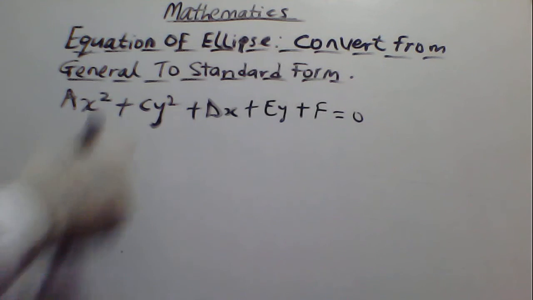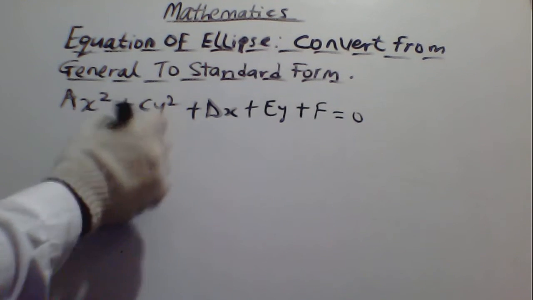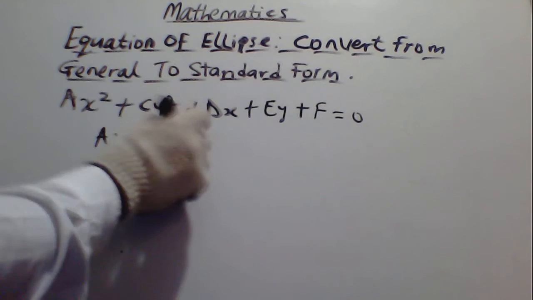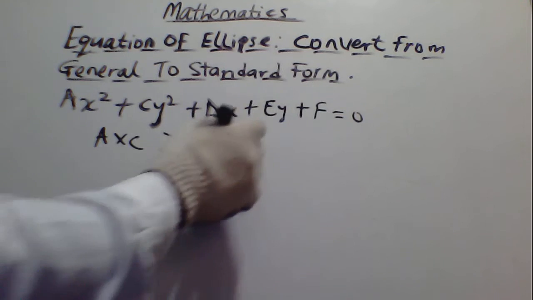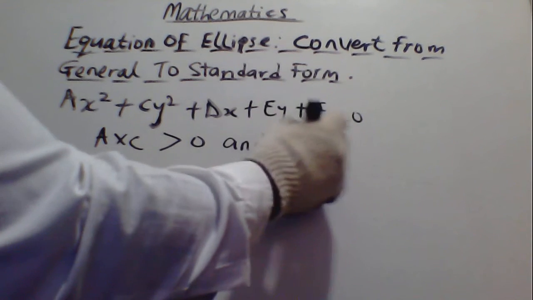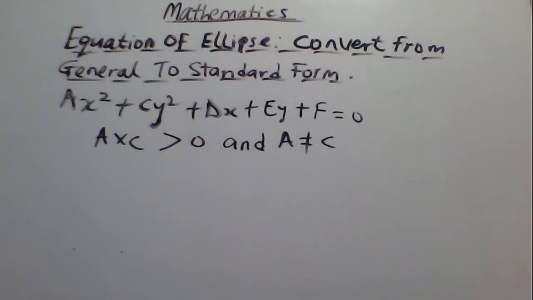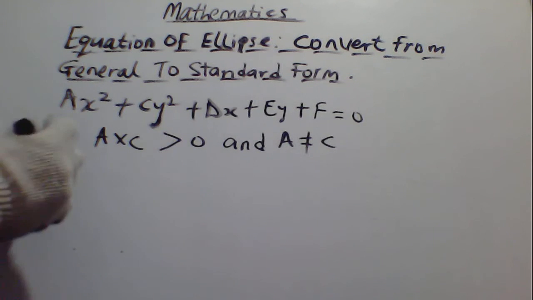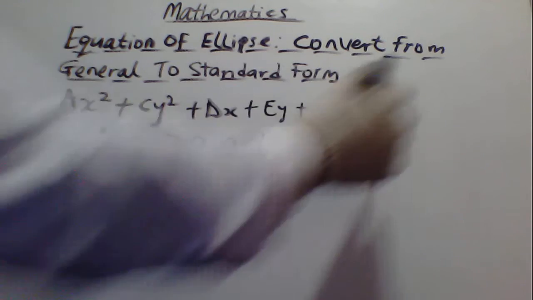In this case, a times c is greater than 0, and for this to hold, a must not be equal to c. So this is the general form of the equation of an ellipse. From here we can proceed to the example we have today.